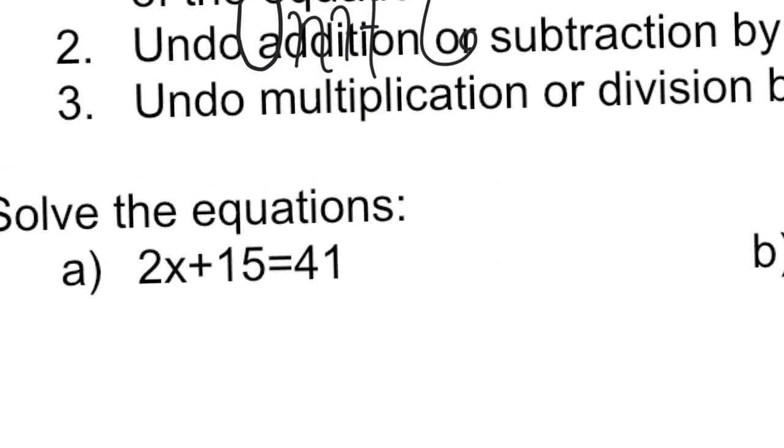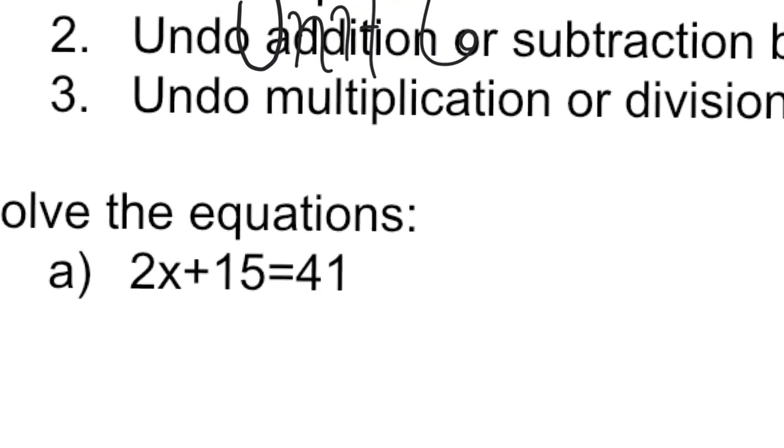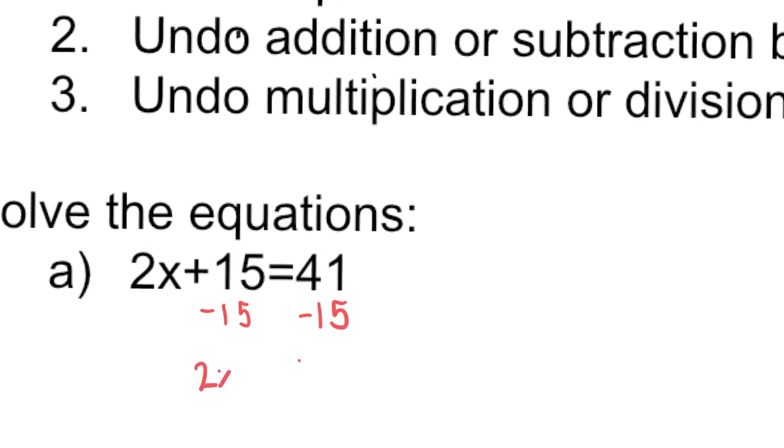We have 2x plus 15 equals 41. So what we are going to do is first, there's no parentheses, so we're going to get rid of the addition. The opposite of addition is subtraction. So we've got 2x equals 26. Now, after we get rid of the addition by subtraction, we need to get rid of the multiplication of the 2 on the x. So the opposite of multiplying by 2 would be dividing by 2.